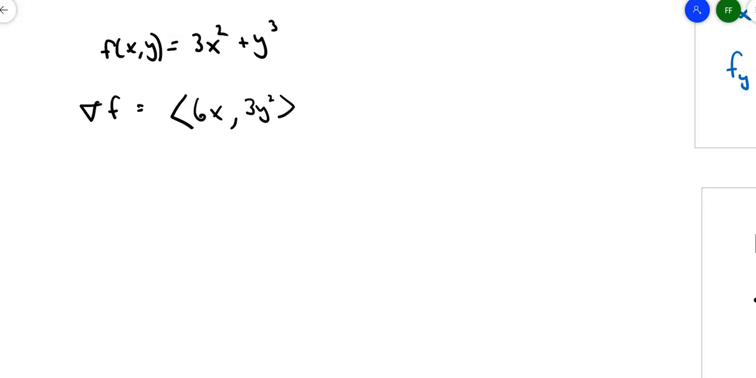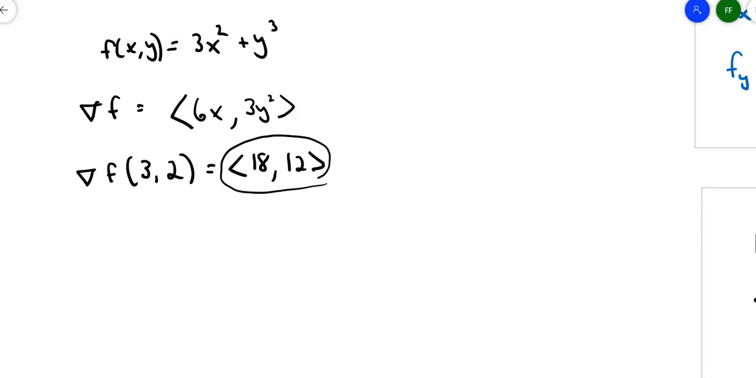So now if we want the gradient evaluated at (3, 2), which is the point that I was given: 6 times 3 is 18. 2 squared is 4, times 3 is 12. So there's my gradient evaluated at (3, 2).